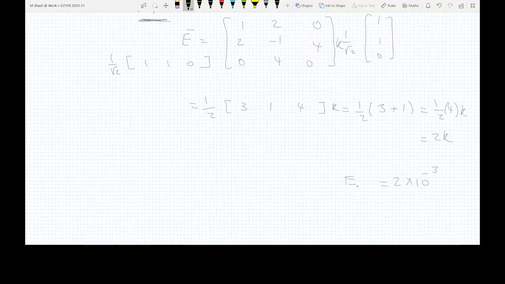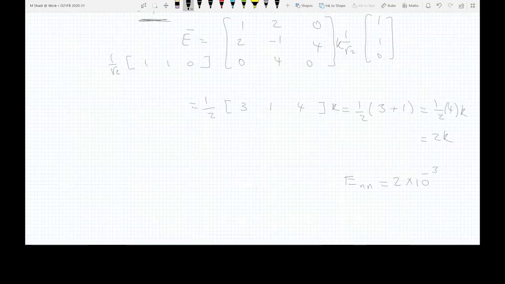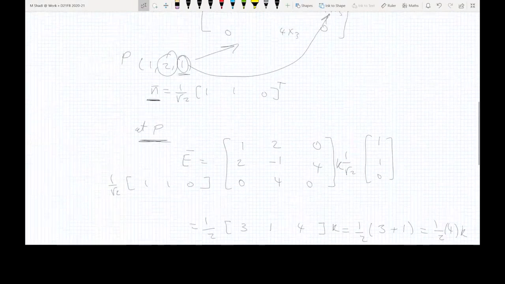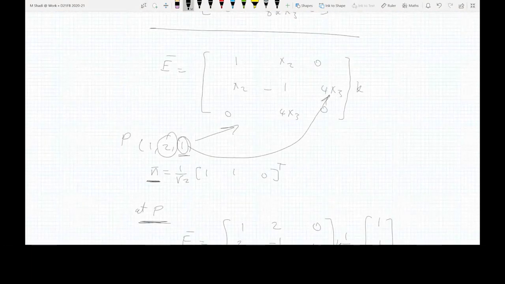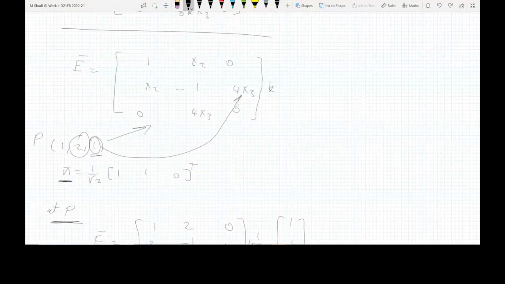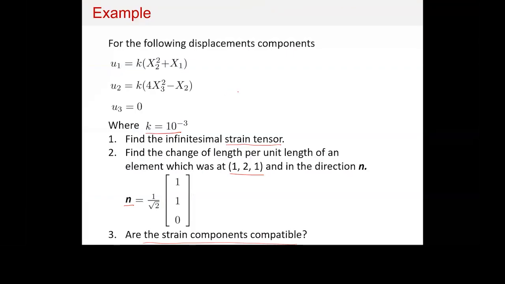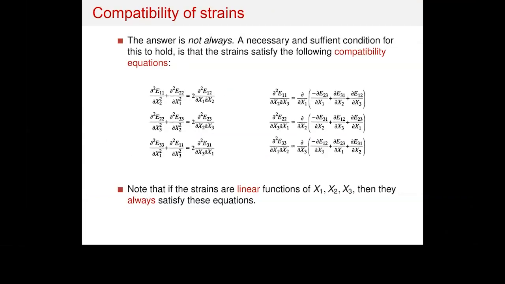Well, the last part: are the strain components computable? So we go to the strain components, and we need to check their compatibility. So it is 1, x2, 0, and these are the entries. These are the components of the strain tensor. So I'm just going to go to the strain compatibility conditions. Let us move to this set of equations.